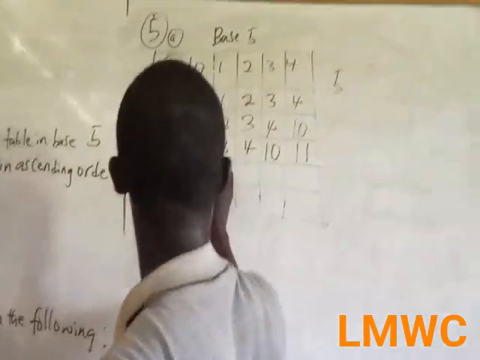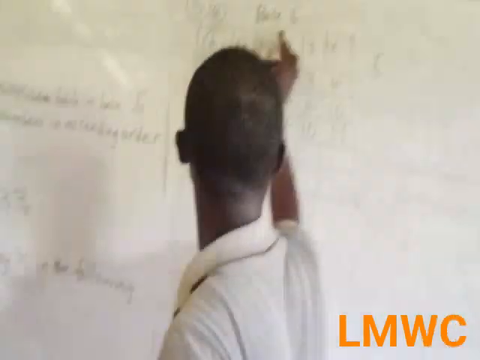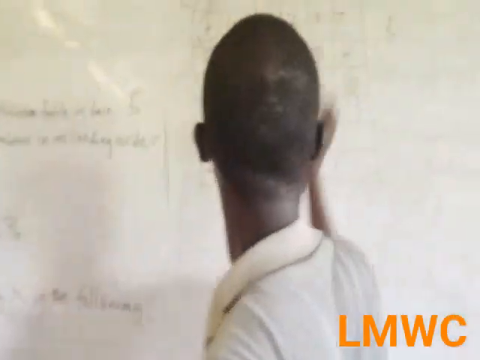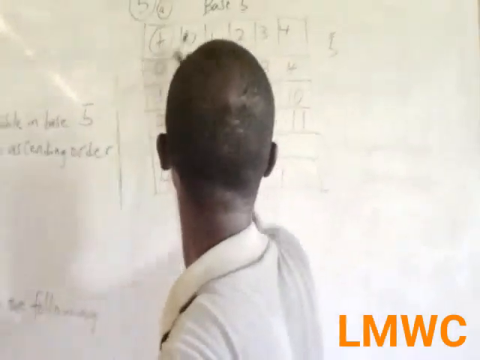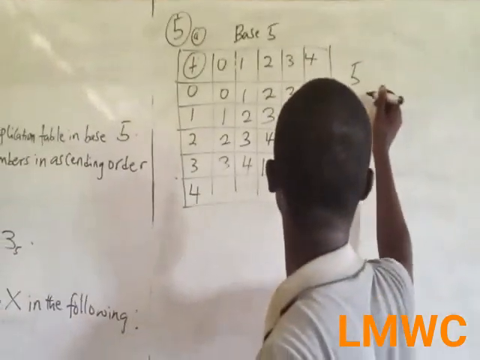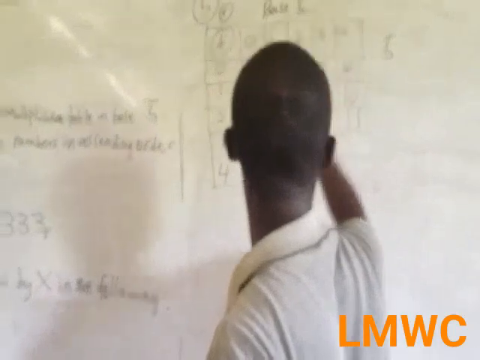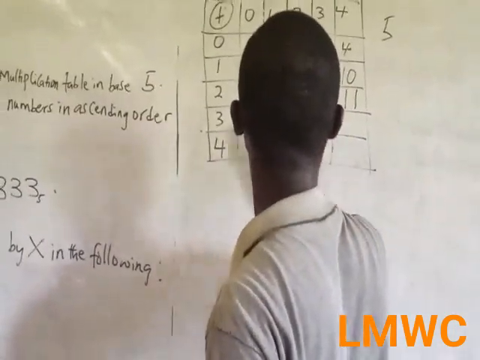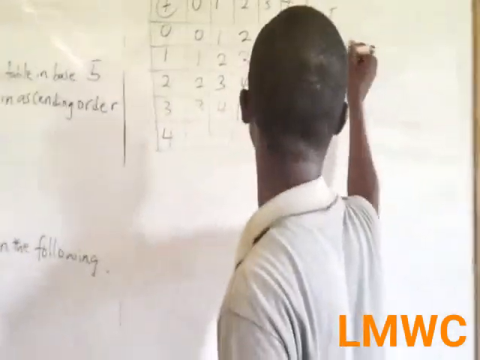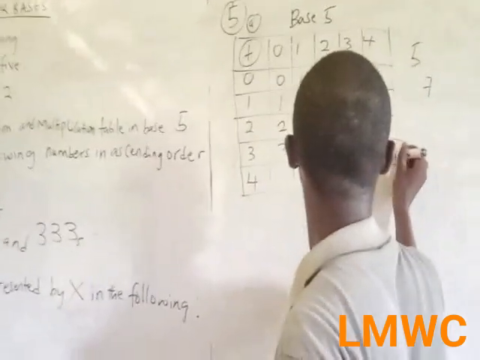3 plus 0 is 3. 3 plus 1, 4. 3 plus 2, 5, which is 1 remainder 0. 3 plus 3 is 6. 5 goes into 6, 1 remainder 1. 3 plus 4, 7. 5 goes into 7, 1 remainder 2.